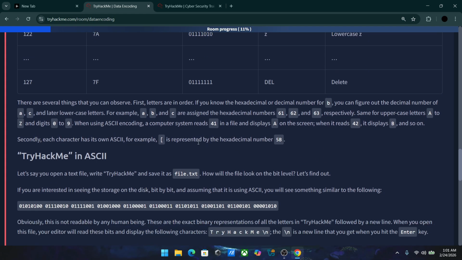There are several things you can observe. First, the letters are in order. If you know the hexadecimal or decimal number for B, you can figure out the decimal number of A and C and the lowercase letters. For example, A, B, and C are assigned the hexadecimal numbers 61, 62, 63 respectively. Same for the uppercase letters A to Z and 0 to 9. When using ASCII encoding, a computer system reads 41 in a file and displays A on the screen.